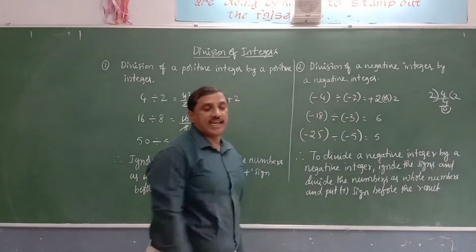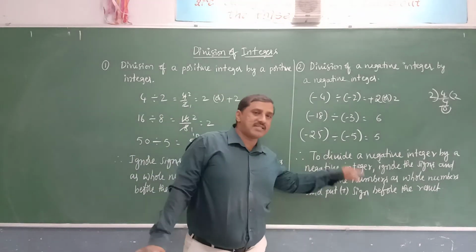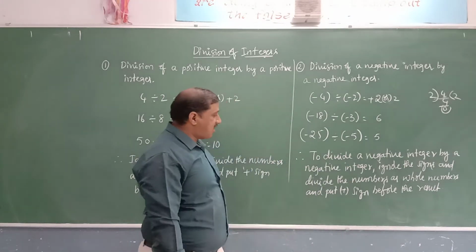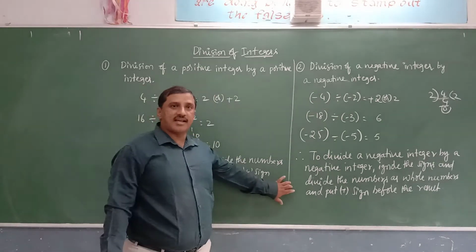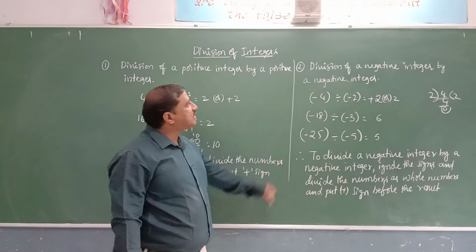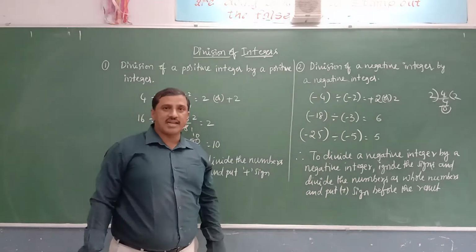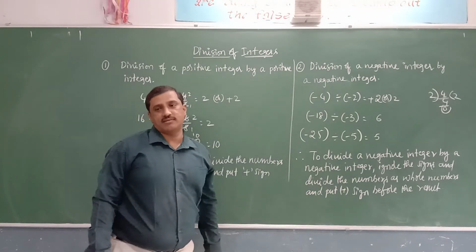So like this, ignore the signs, divide the numbers as whole numbers and put the positive sign, that is the plus sign, before the result, that is the quotient. Like this, we will divide a negative integer by a negative integer. Is it clear?